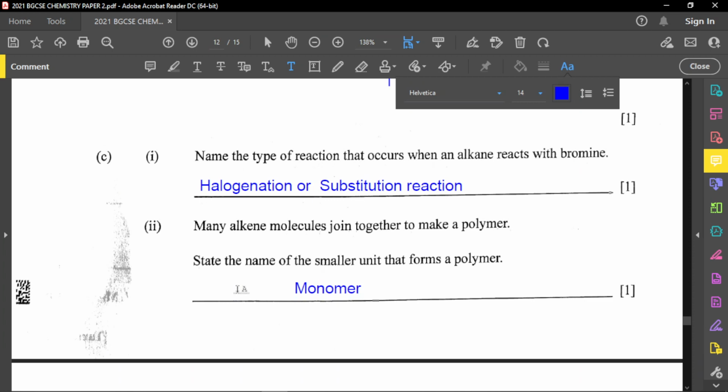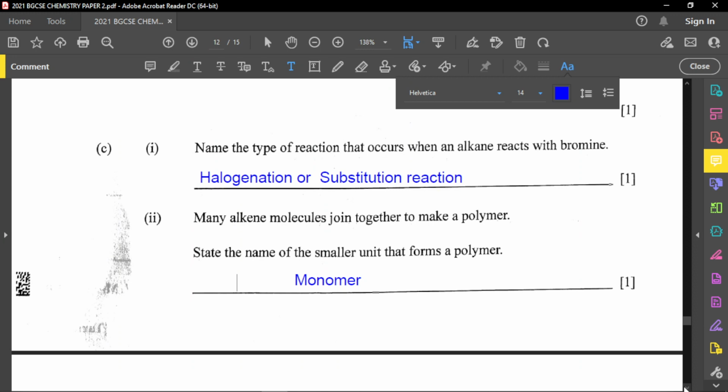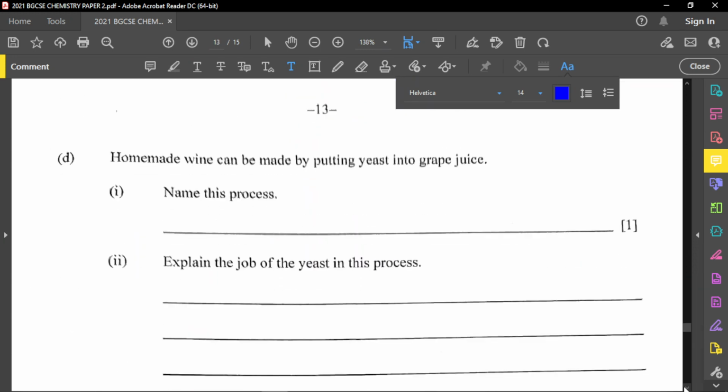All right. So next part of this question, this question is not finished yet. It said homemade wine can be made by putting yeast in grape juice. Name this process. And this is actually called filtration. Fermentation, I said filtration. All right, so it's called fermentation. And it said, explain the job of the yeast in this process.